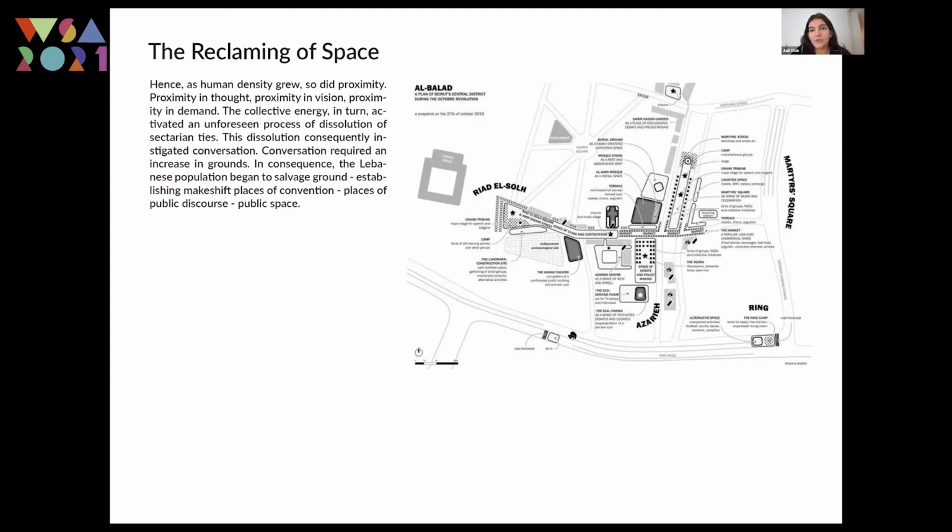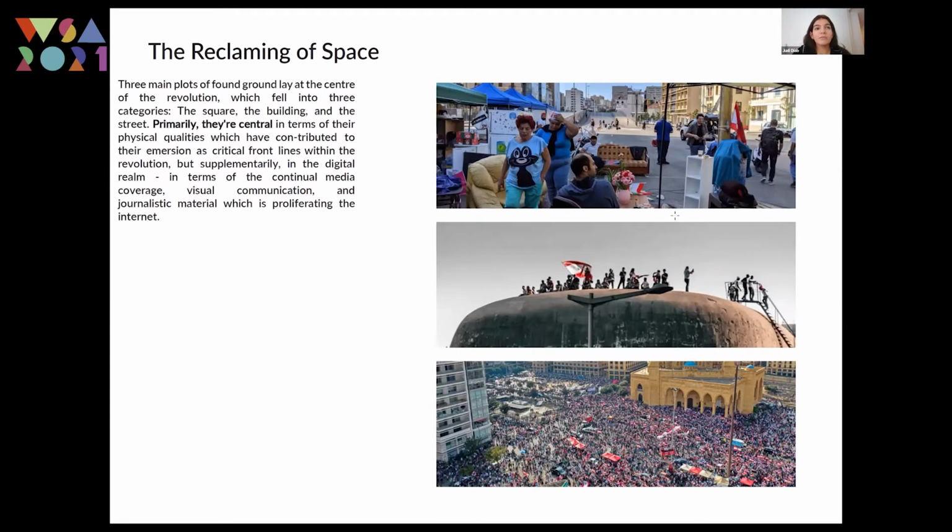So the map here shows you which spaces they began to infiltrate, mainly Martyrs Square, but also a building called The Egg, which was a theater in ruins. And finally, a main road, which is the Ring Road. These three plots fell into three categories: a square, a building, and a street. Primarily, they're central in terms of their physical qualities, which have contributed to their immersion as critical front lines within the revolution. But supplementarily in the digital realm, in terms of the continual media coverage, visual communication, and journalistic material which was proliferating on the internet at the time.